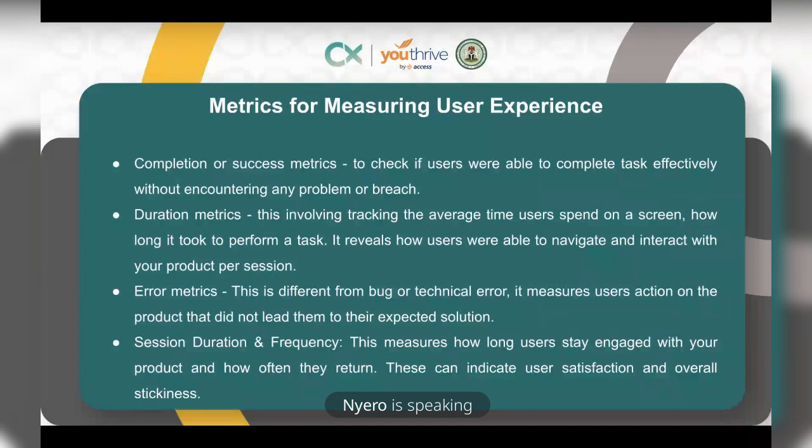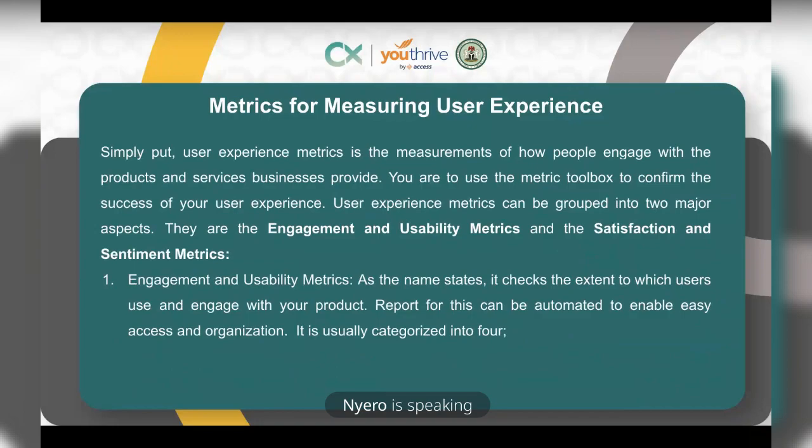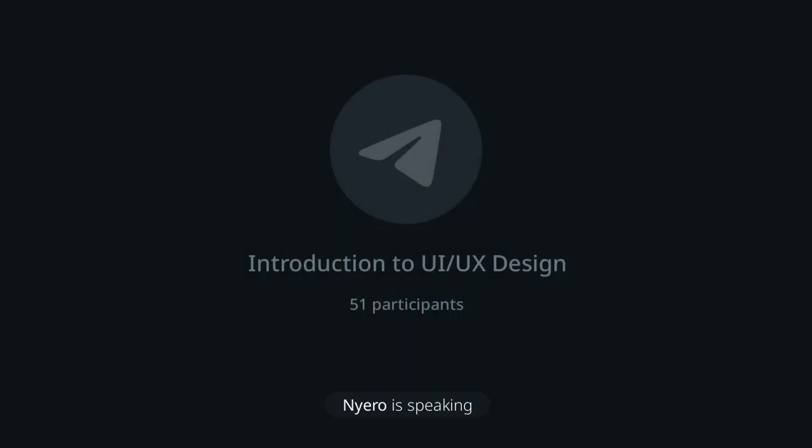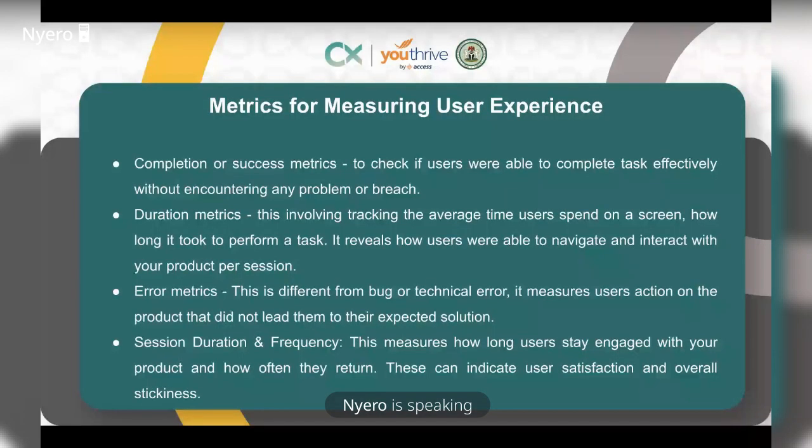Like I said, there are also error metrics. Remember, this is under engagement and usability metrics. An error metric is different from a bug or technical error. It measures users' actions on a product that did not lead them to their expected solution. So let's say you already know your user flow, right? And you are monitoring their events on your analytics tool.